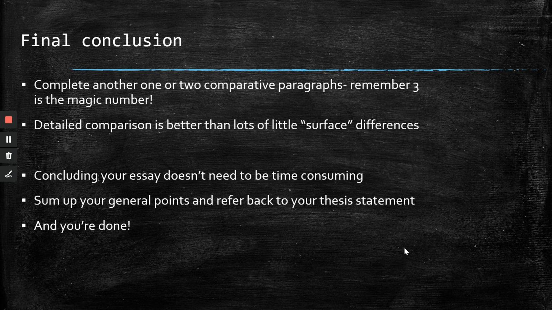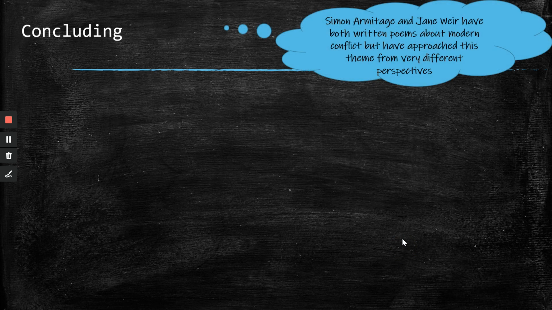Okay, so here we go. So concluding. Please note here, I have my thesis statement. I have both written poems about modern conflict, but have approached this theme from very different perspectives. Nice and simple. And the reason that's up there is because I want to remember it, because when I'm writing my conclusion, I have to remember this, because if I don't, it's not going to make sense. It's not going to round off my essay, and it's not going to make it a complete piece.